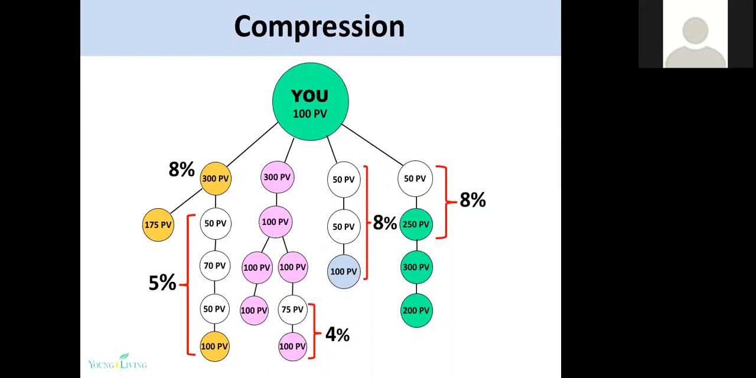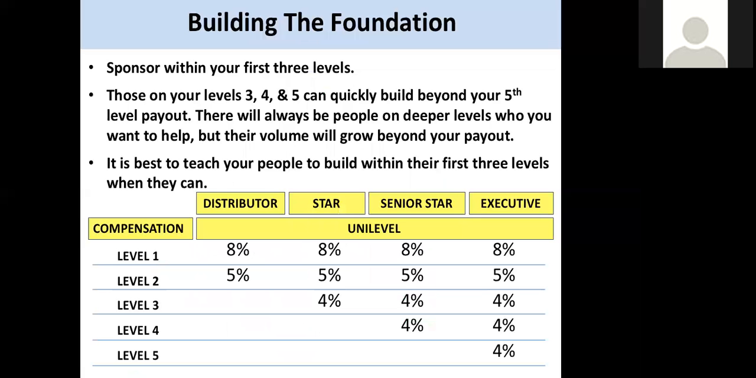Compression, again, is just something that is automatically calculated, not something that anyone necessarily needs to think too much about, but is a great way in which to explain just how generous Young Living is with its compensation plan payout. So building the foundation of your organization, you want to try and sponsor within the first 3 levels. And the reason for that, you're going to see in a few slides coming up, the reason why you would want to try and sponsor within your first 3 levels. There's additional payout that can take place that will be beneficial to you as you continue to build your organization.